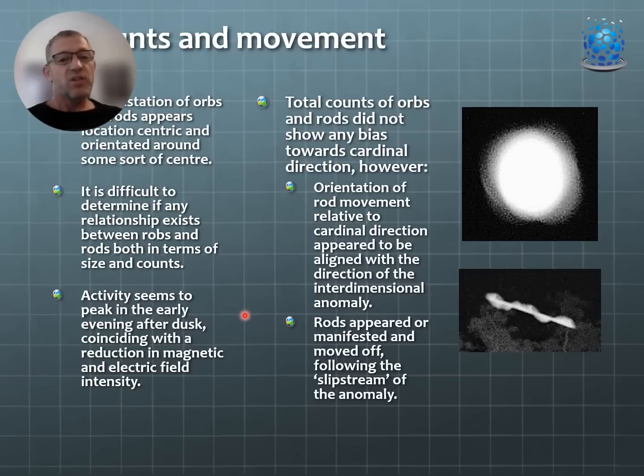What we do know is that activity always peaked in the early evenings after dusk when it was dark, and it coincided with a reduction in electric and magnetic field intensity that built up during the day. Now total counts of orbs and rods did not show any bias towards cardinal direction. However, orientation of rod movement relative to cardinal direction appeared to be aligned with the direction of the interdimensional anomaly that was recorded. And rods appeared to manifest and move off, and they follow in the slipstream of the anomaly. And you could see the ghosting of orbs that reflected that slipstream as well.